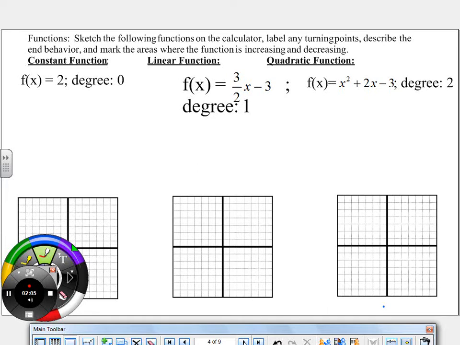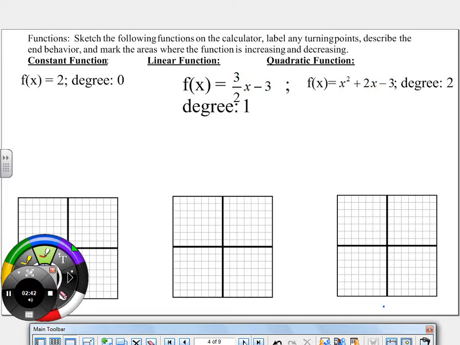Does anybody think that they understand what degree means from prior knowledge or from seeing the way that these equations are written on your paper? Nope. Elizabeth? Good. So basically, as we go up a degree, notice that we're getting a term with a higher exponent in the function. Okay? So this had no x in the function. Its degree was 0. This had an x to the first power. Its degree was 1. This had an x to the second power. Its degree was 2.